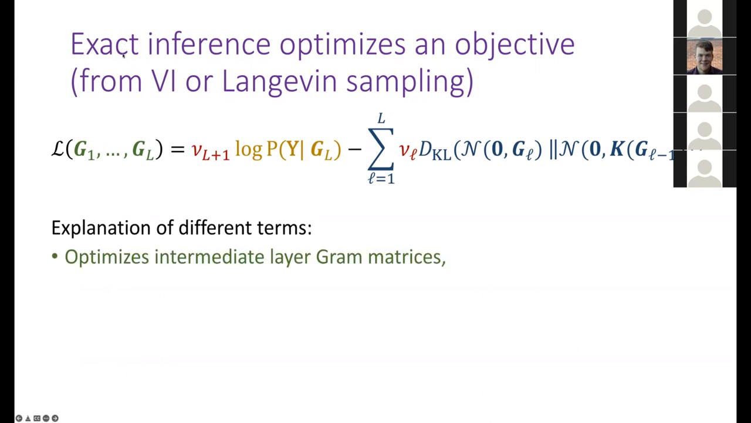So first, we're optimizing over these Gram matrices. In effect, we're computing the posterior over Gram matrices, and we know that this posterior is a point, and we can find that posterior by optimizing this loss function over these Gram matrices, which describe those intermediate layer representations. And we've got a likelihood here. That encourages good performance on the data, so it encourages us to find a top layer representation that somehow works well for the data.